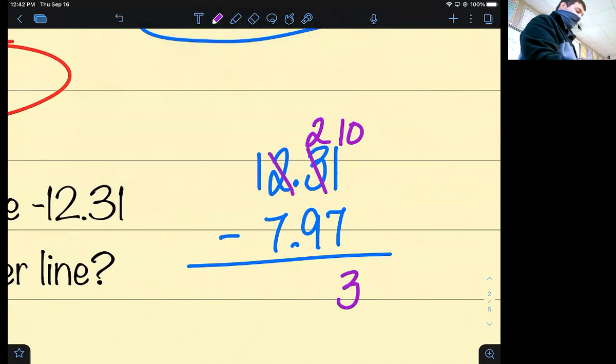Can't do 2 minus 9, so I'm going to borrow that, but I can do 12 minus 9. What's 12 minus 9? One person knows. It's good. Better than 0 people, I guess.